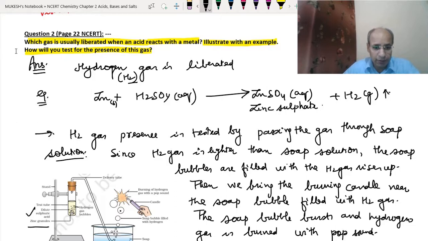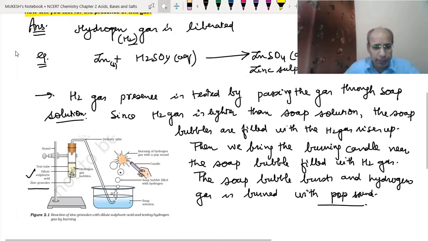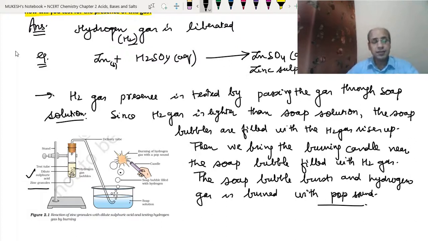So what we have done, we have just passed the hydrogen gas through the soap solution. Now since hydrogen gas is lighter, it will create bubbles of the soap solution, and in these bubbles the hydrogen gas will be filled. When we bring a burning candle or burning matchstick near, these bubbles will burst and the hydrogen gas present in them will burn with a pop sound. So then we can say that this is the hydrogen gas.